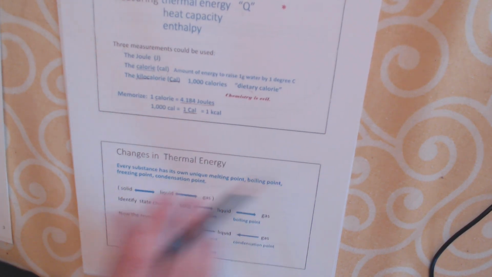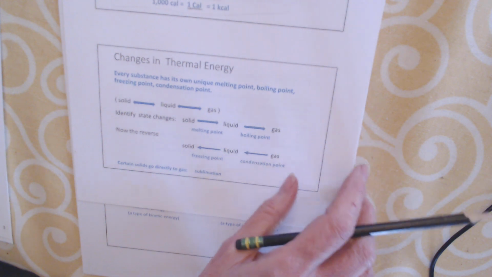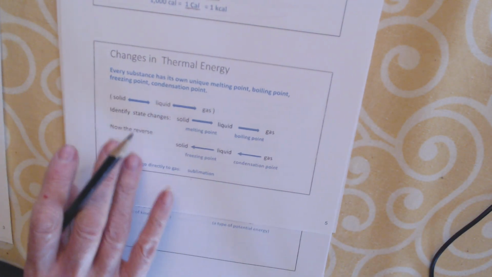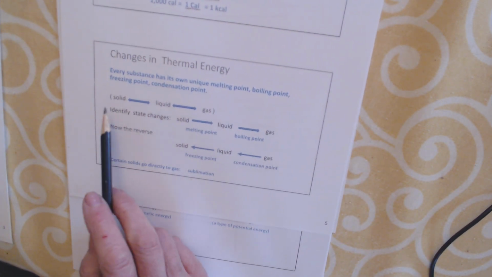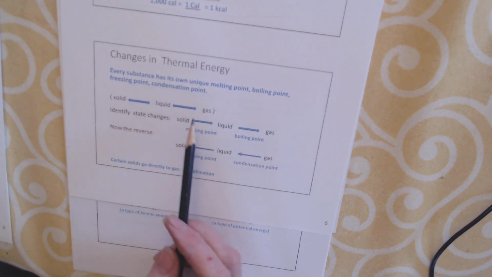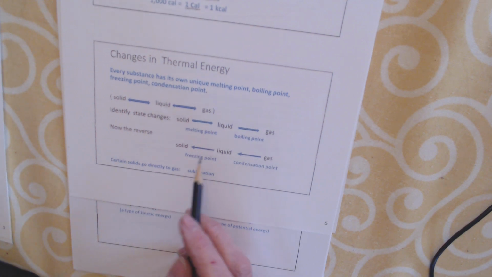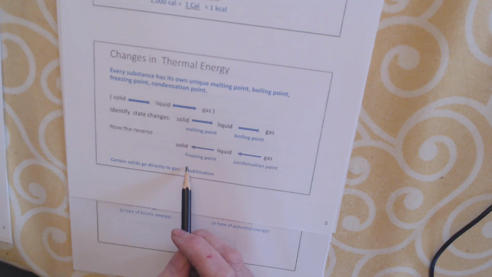All right, next thing we need to cover is what do we call phase changes for thermal energy? Okay, we all know that as things warm up, a substance can go from a solid to a liquid to a gas, right? And as things cool down, it can go from gas to liquid to a solid. But the other thing that you need to know, and I hope this is clear on the page, is the name of what things are as they change.